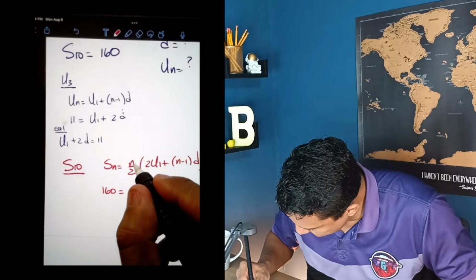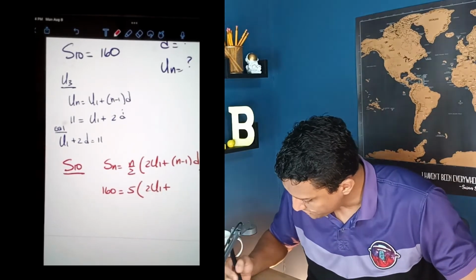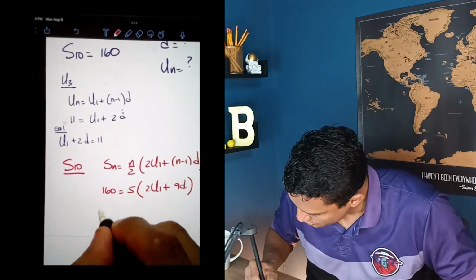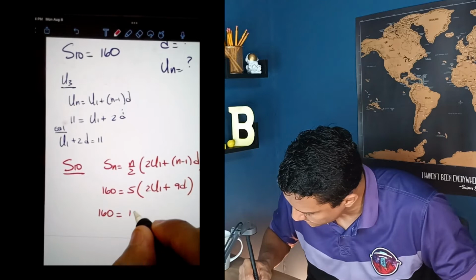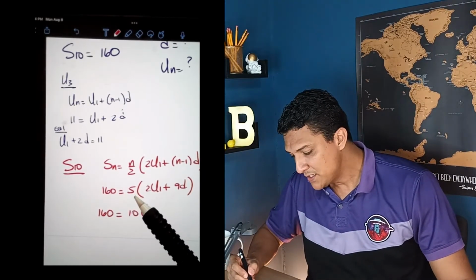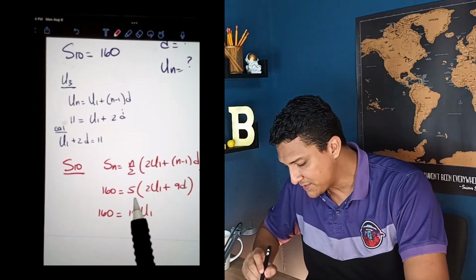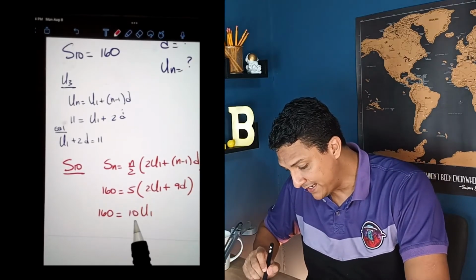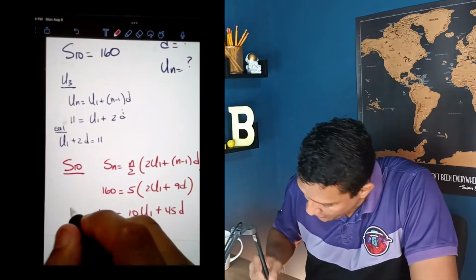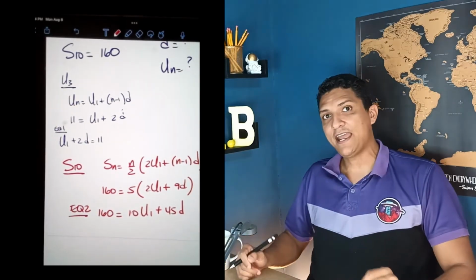So 10 divided by 2 is 5, times (2u1 plus 10 minus 1, which is 9, 9d). So 160 equals 10u1. Remember that this 5 is going to be multiplying each of the elements inside the parentheses. So 5 times 2 is 10, and then 5 times 9 is 45d. Notice that this is my second equation, and that is everything that I needed.